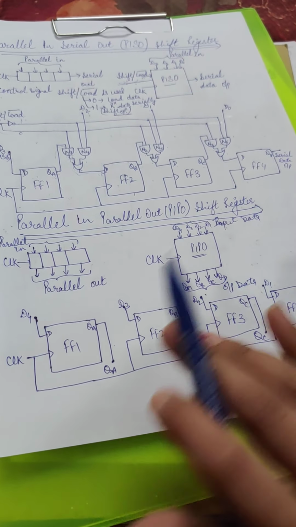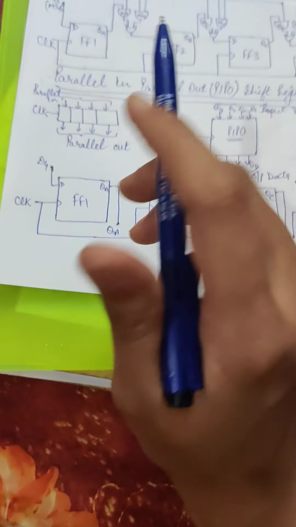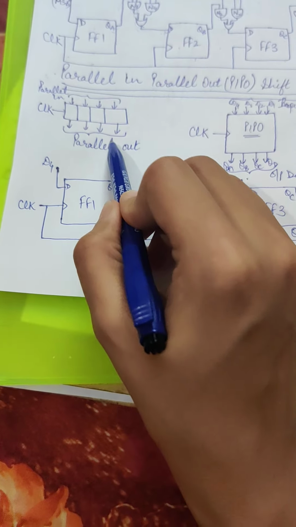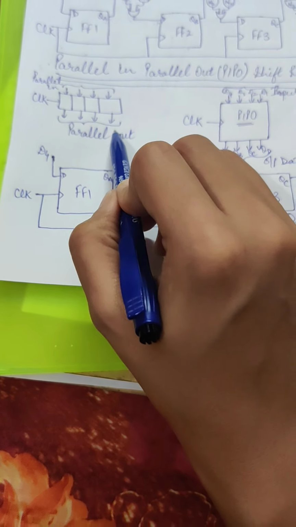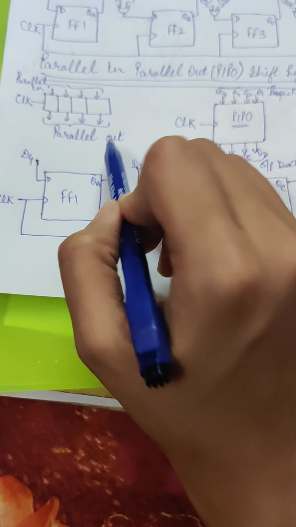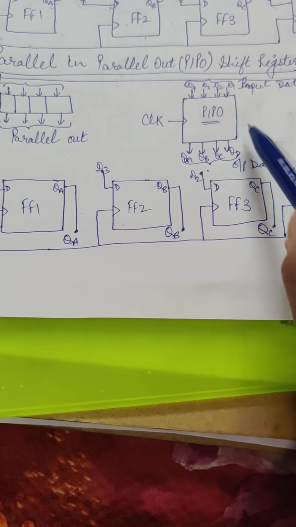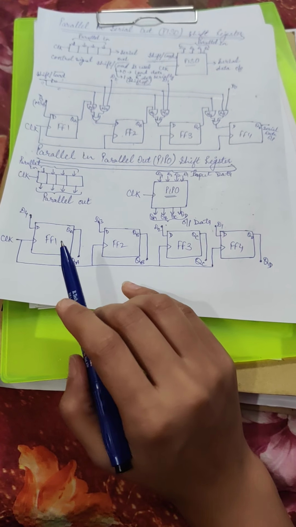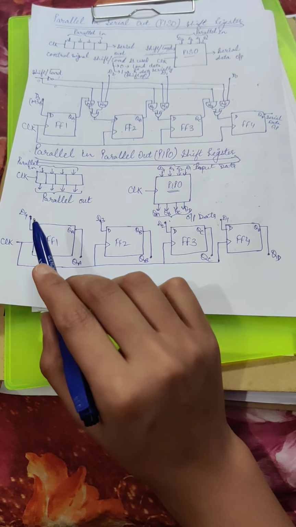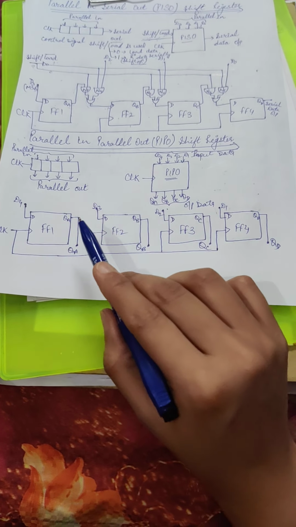And next is parallel in, parallel out shift register. Parallel in, parallel out means all the inputs are applied at the same time and all the output bits are taken at the same time. Input is applied and the output is taken parallelly. So these are the 4-bit shift register. Input is applied to each flip-flop and their output is also taken.